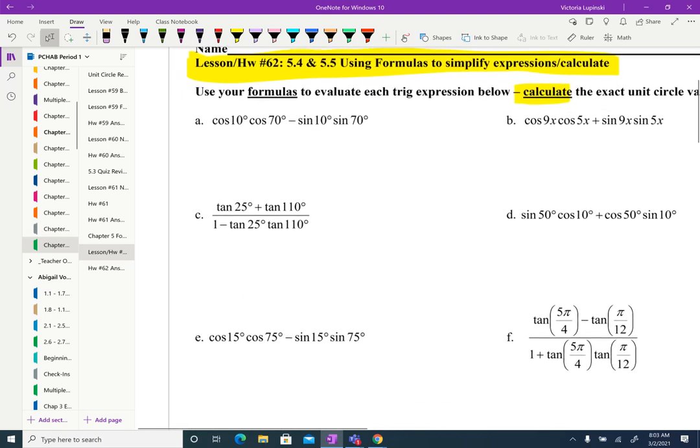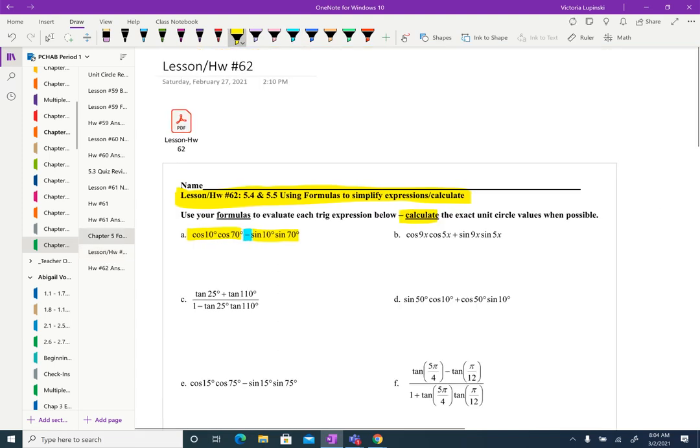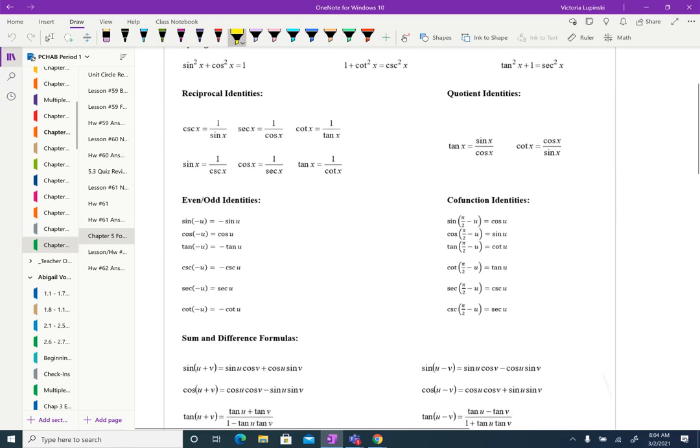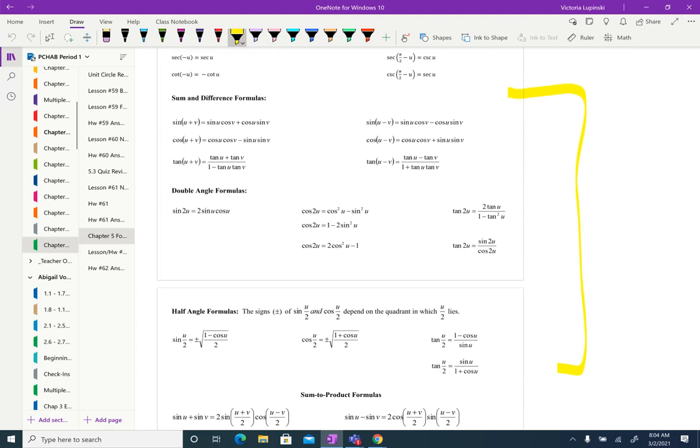So take a look here at A. Notice that you have the cosine of something times the cosine of something minus the sine of something times the sine of something. So what you want to do now is take out your formula sheet, or you can just take a look at my copy here. For this exploration, we are going to be looking at these formulas. So these are formulas we haven't yet utilized. Notice that the first 6 are the sum and difference formulas, followed by the double angle formula.